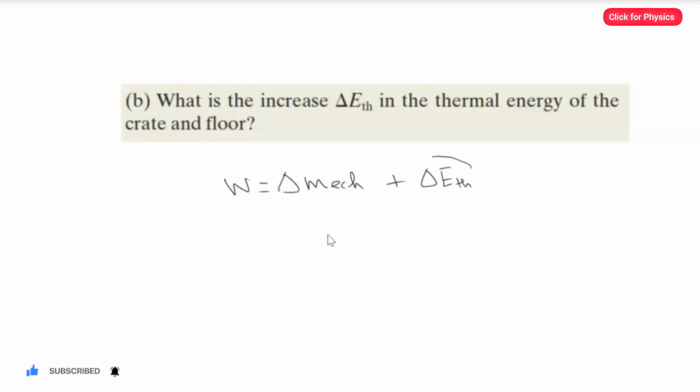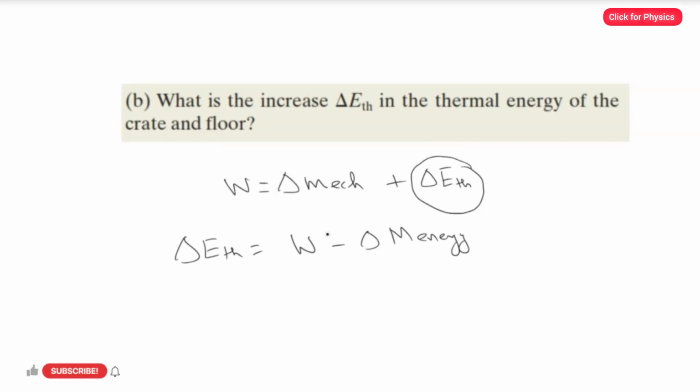Now here we are going to find the answer for this one. So we have to rearrange this equation in terms of the change in thermal energy. By that, what we will get: the change in thermal energy is equal to the work done minus the change in mechanical energy. Clear? Now, work done, we already got the answer from the first part. But what is the mechanical energy? The mechanical energy is the combination of potential energy with kinetic energy.